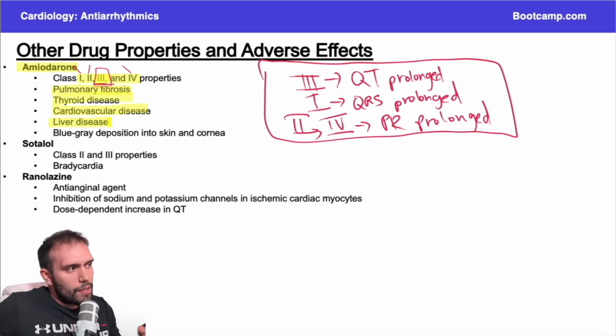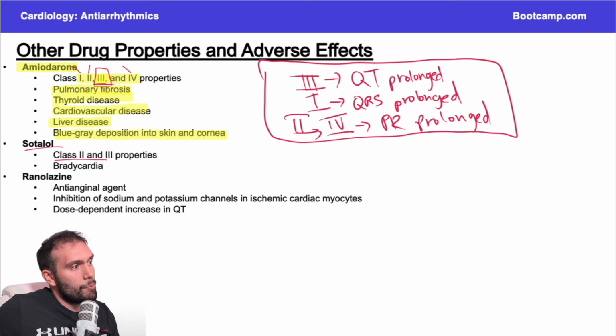Amiodarone can cause cardiovascular disease and liver disease, and they can present to you in a subtle way, but you can't really present blue-gray deposition in the skin and cornea in a subtle way because there's not a lot of things that cause that, right? So when you see some of these different pathologies linked in a patient that has a history of arrhythmias, for example, think about amiodarone.